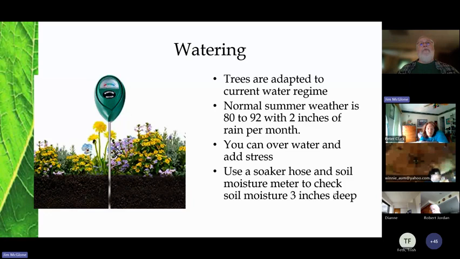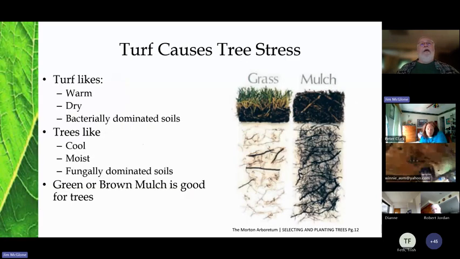One of the bigger issues in landscaping is turf. Turf likes different soil conditions than trees do, and they fight each other. One study out of the Morton Arboretum found that you get 5 times more tree root mass under mulch than you do under turf. And it doesn't matter whether you're talking about green mulch or brown mulch. So reducing turf under your trees is a good thing to do.